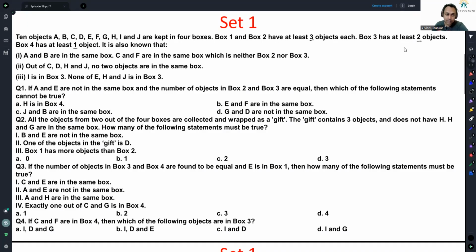It is also known that A and B are in the same box, C and F are in the same box, which is in either box 2 or box 3. Out of C, D, H, J, no 2 objects are in the same box. I is in box 3, none of E, H, and J is in box 4.